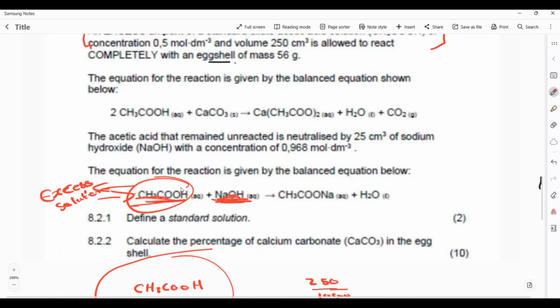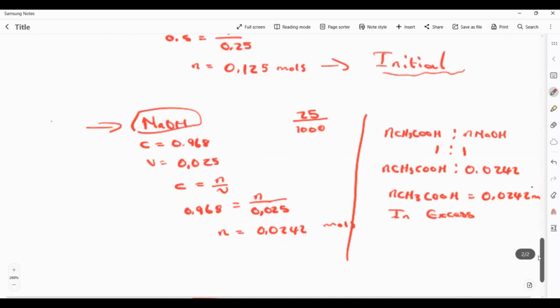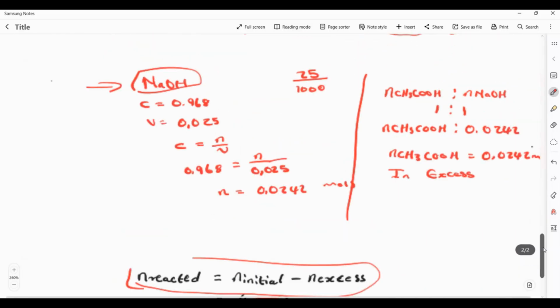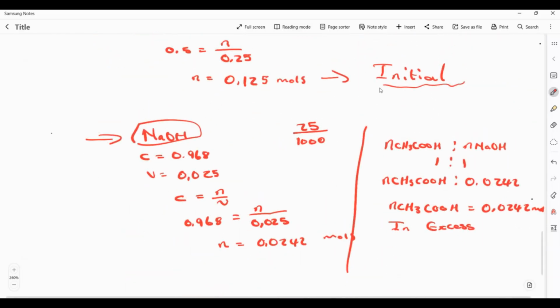So that excess was reacted with the base. The excess was reacted with the base. That is why we used the stoichiometric ratio between the base and our excess solution. I don't know if I make sense in that case, but fine. Now we have the initial, and we also have the excess.